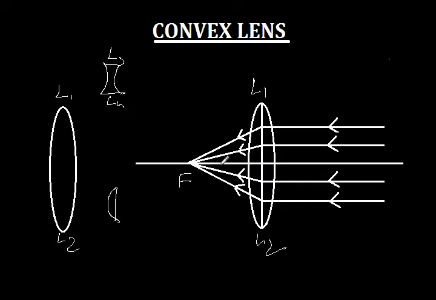Now we have to know what is the principal axis. In this lens L1, L2, the principal axis is X, Y. The line X, Y is an infinite line. It is the principal axis. Principal axis is a straight line which passes through the center of curvature of the lens. Now what is the center of curvature?